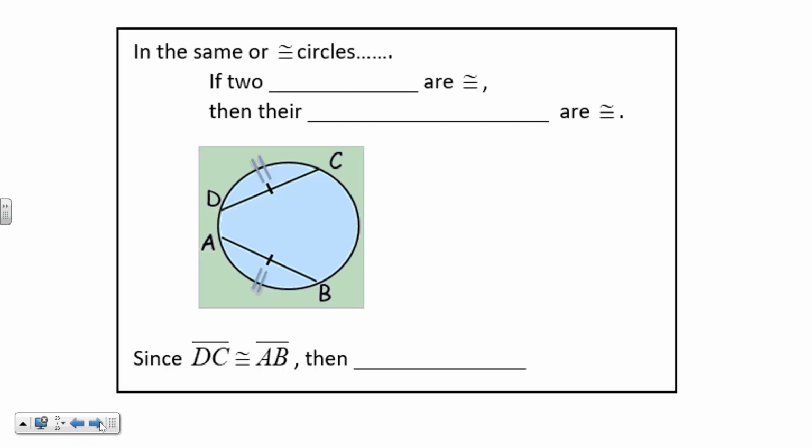Now, it's also the same thing the other way around. If 2 chords are congruent, then their arcs are congruent. So now the same thing. If I said DC and AB are congruent, so I gave you those marks, then that means the arcs DC and AB are congruent.